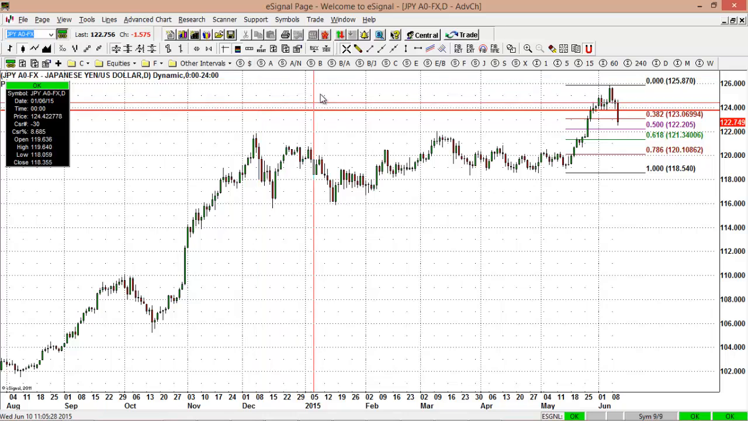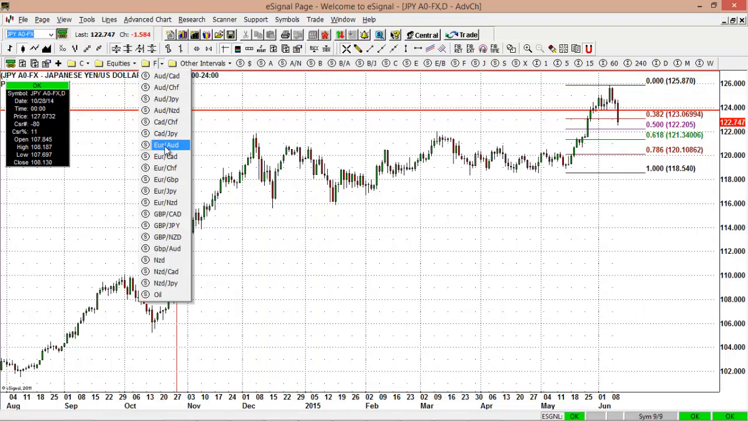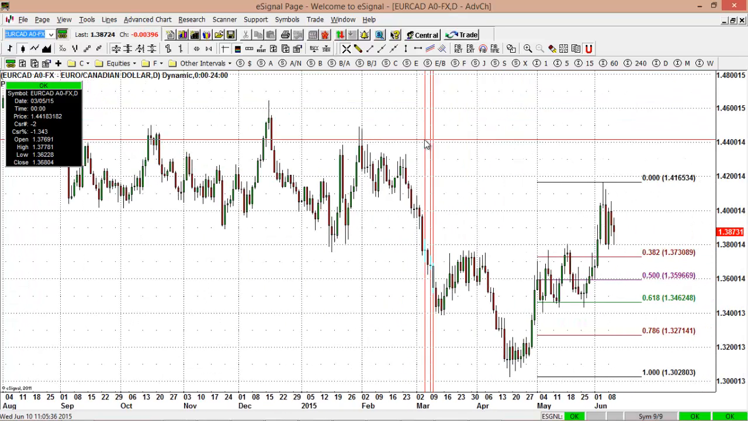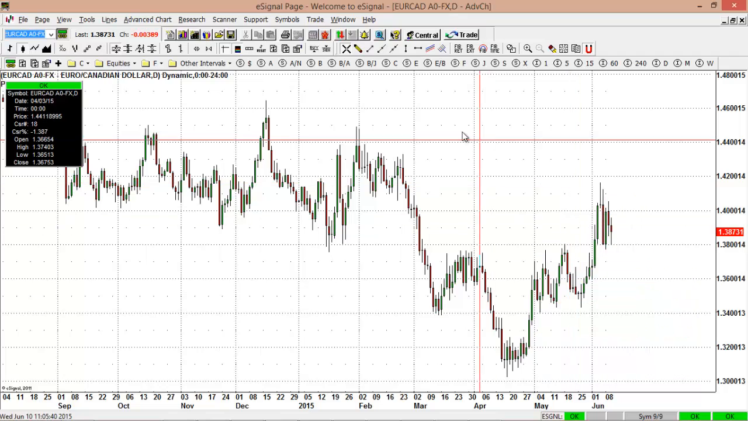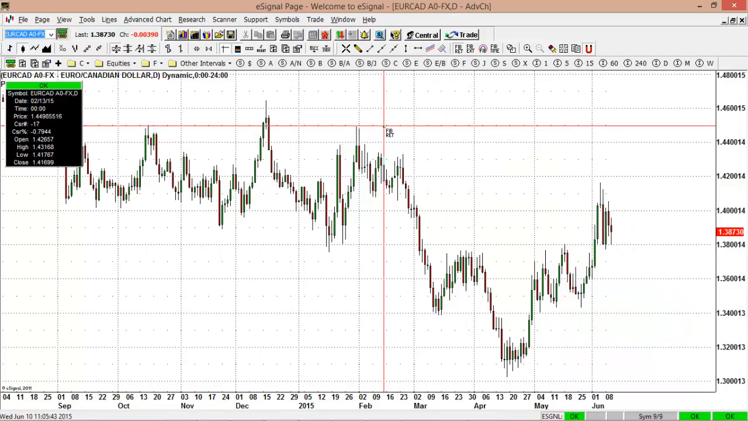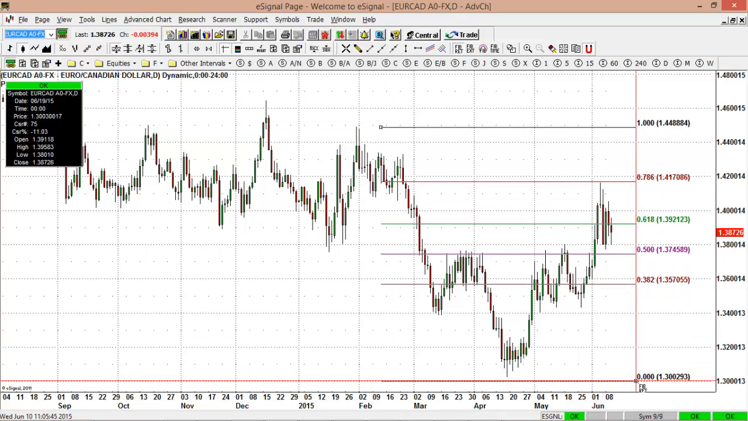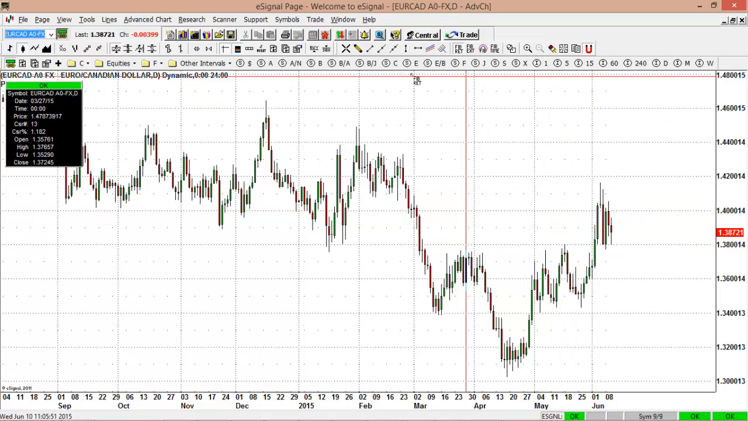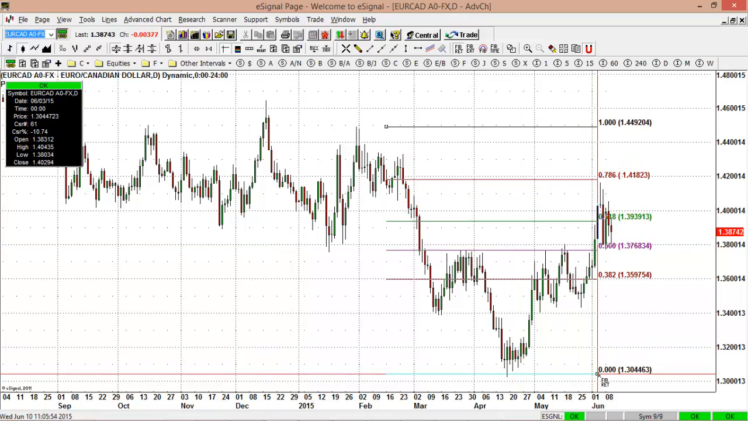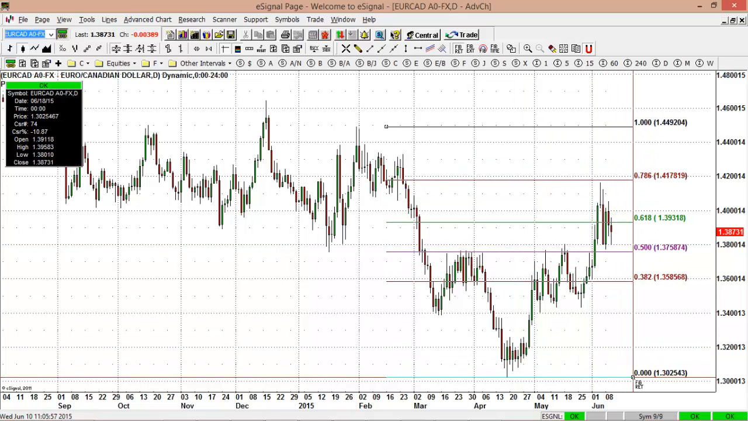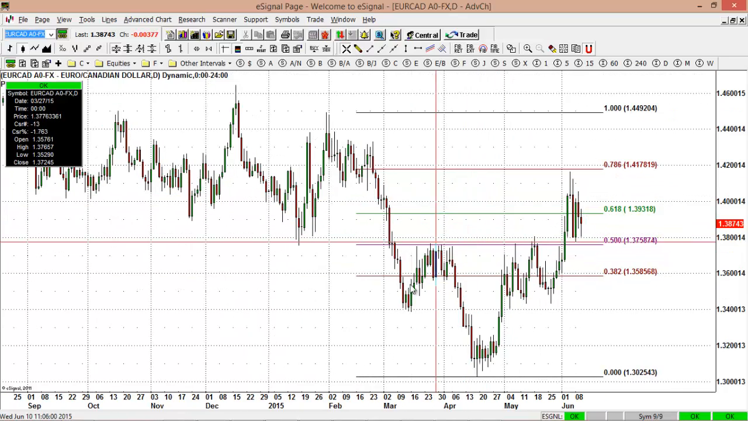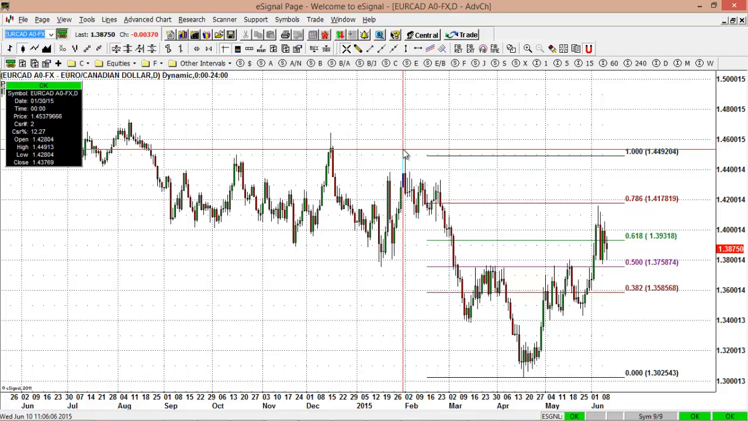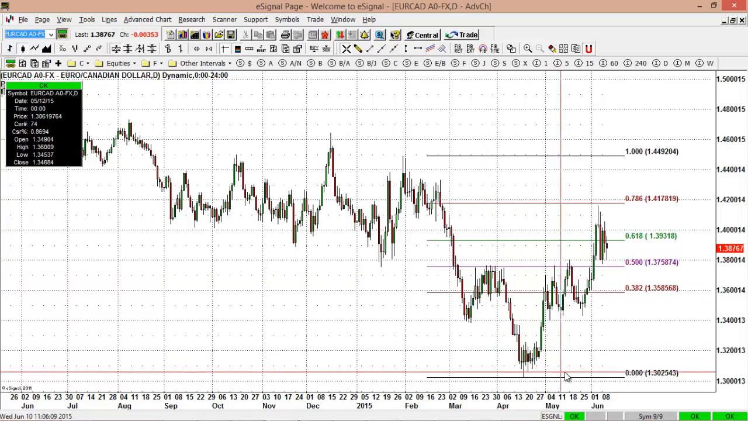Okay, taking a look at the euro versus the Canadian dollar, we see that the market has pulled back to, as you can see here, the 786 retracement level. The market pulled back. Let me just draw this better. From swing high to swing low, the market pulled back just shy of this 0.786 retracement level, from the swing high of 144.91 to the swing low of 130.